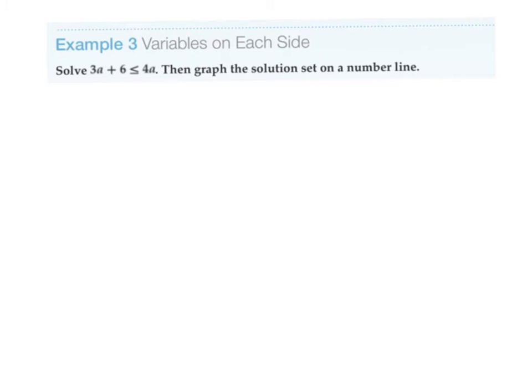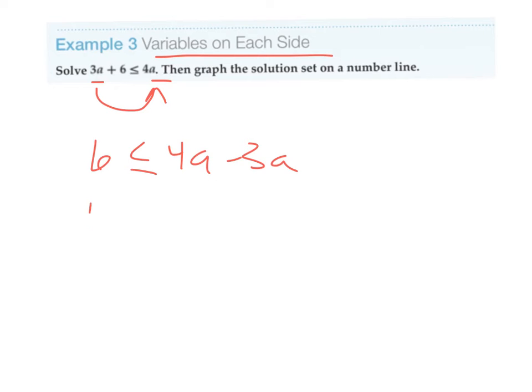Just like when we were solving an equation, we want the variables on one side, and it's on both. There's a variable on both sides of the equal sign. So I'm going to move my variable this time to the right. So if I move that to the right, remember what I've said before, I change a sign. So 4a minus 3a. And when I do that math, I get 1a.